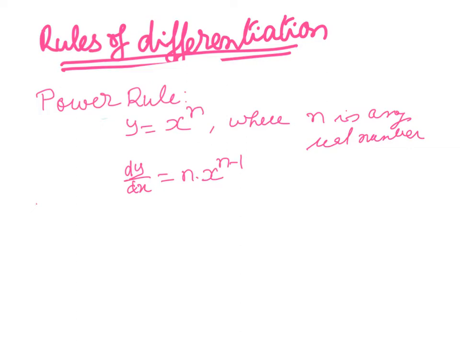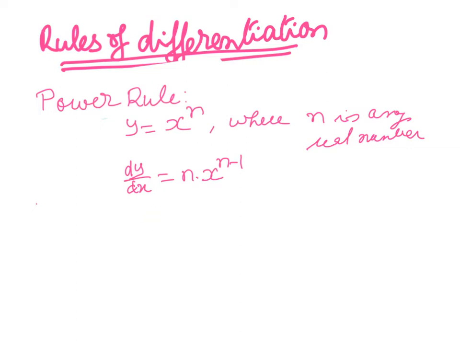That's the first derivative. Let's observe very carefully here. Y is equal to x to the power of n. And the first derivative is n: the power of x comes to the coefficient, and I reduce the power of x by 1. So this is how we write the derivative. This is a rule of derivative, and we call it the power rule.